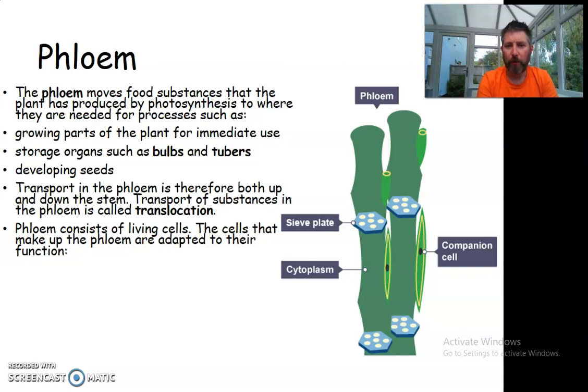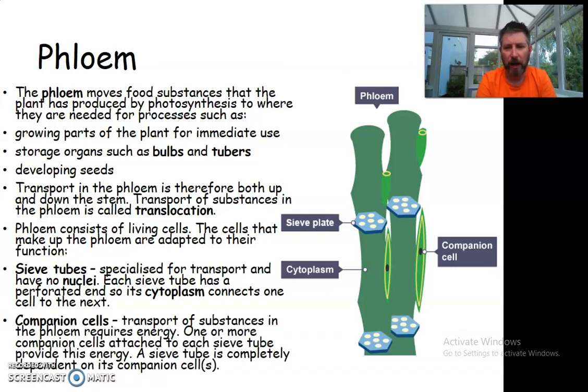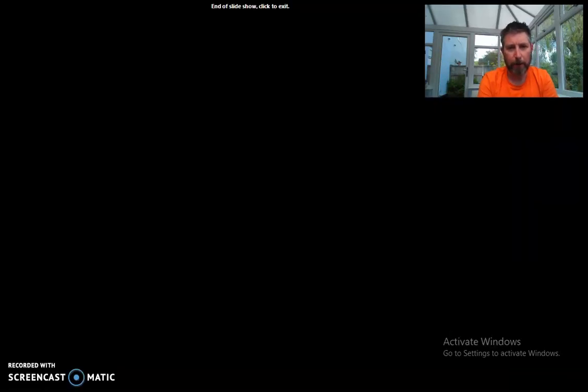So the phloem are living cells. At the end of each cell are things called sieve tubes, and they're specialised for transport. They don't have any nuclei, but each sieve tube has a perforated end. So the cytoplasm connects one cell to the next, so the carbohydrates and also the glucose can move upwards and downwards. The food substances can move in two different directions. And there are companion cells next to those, which allows that to move. So that's the structure of a phloem, that's the structure of a xylem.